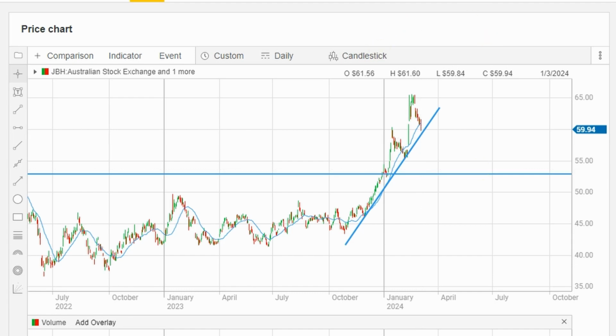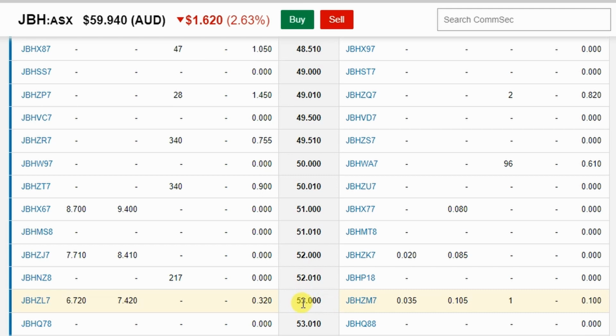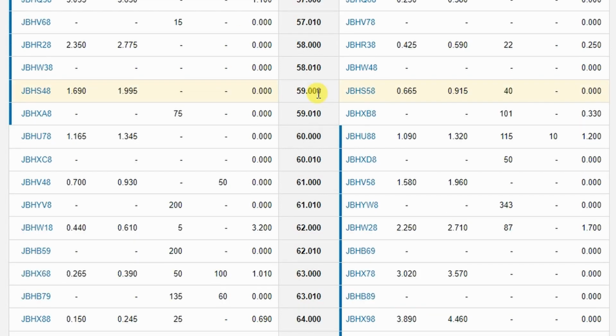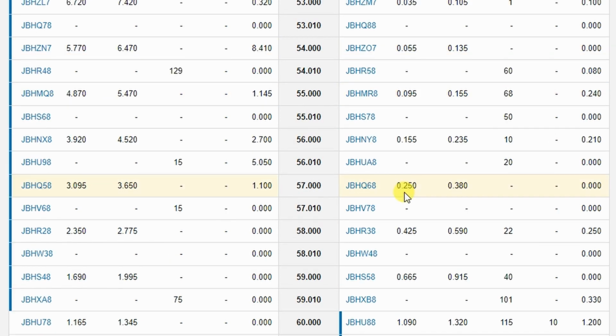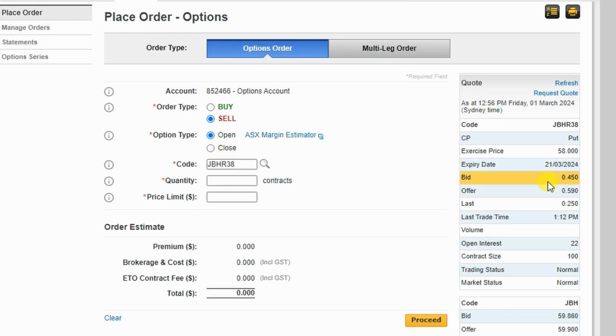Let's have a look at the derivatives. Expiring in 3 weeks, 21st. Obviously $53 is only going to get me about 3.5 cents, so that's not enticing. $59 is going to give me about 60 cents or so. 58, 57 is about 25 cents. Let's have a quick look at this one. Sell to open some put options. Bid 45.59. Let's go in at about 52 cents.